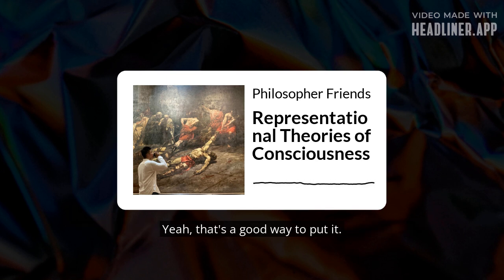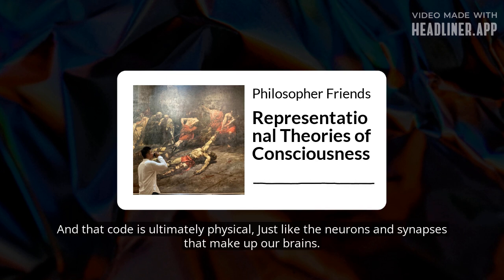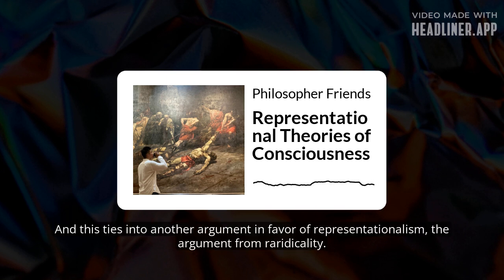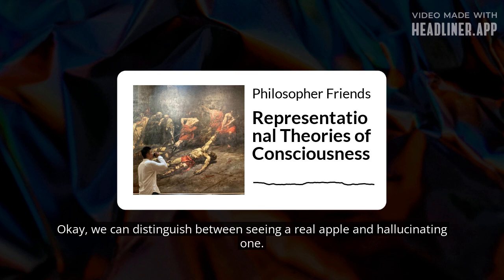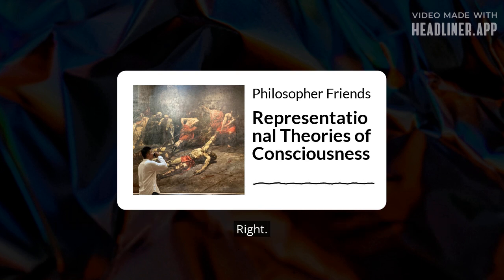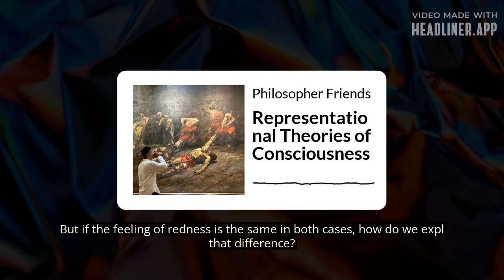Yeah, that's a good way to put it. And that code is ultimately physical, just like the neurons and synapses that make up our brains. Exactly. And this ties into another argument in favor of representationalism, the argument from veridicality. Veridicality, okay. We can distinguish between seeing a real apple and hallucinating one. Right. But if the feeling of redness is the same in both cases, how do we explain that difference?